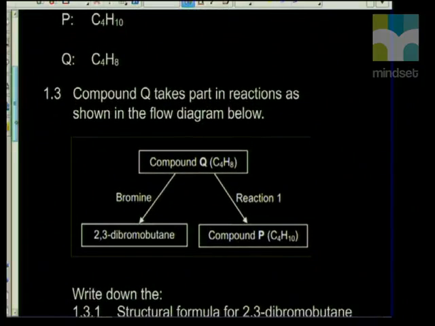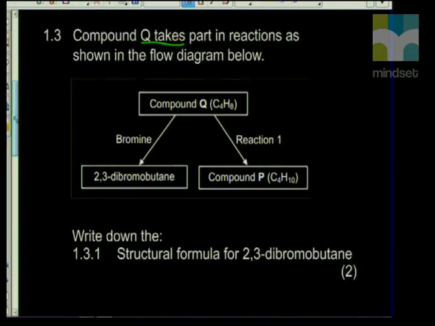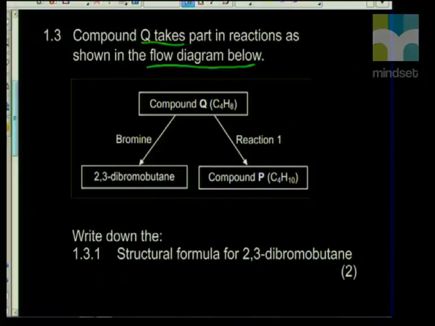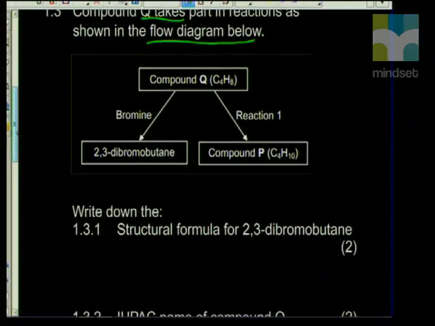So we're dealing still with P and Q, but this time it tells us compound Q takes part in reactions as shown in the flow diagram. It's quite often that you'll find organic chemistry reactions illustrated as flow diagrams. You need to fit together the missing bits and pieces, identify as much information as you can. So remember, what I find useful here is to start by indicating the information I know.